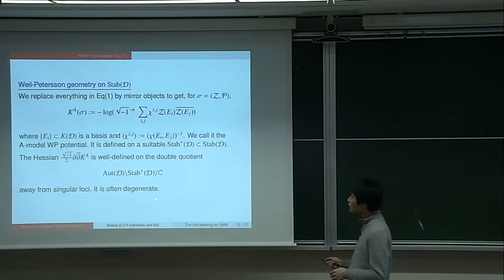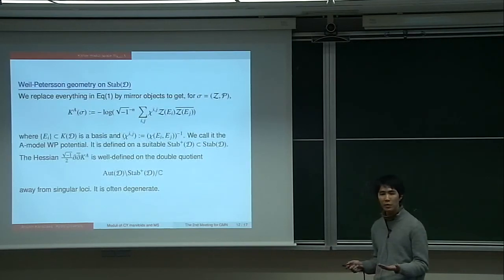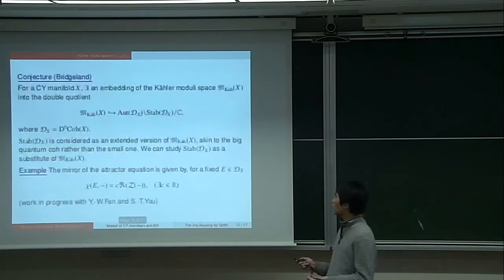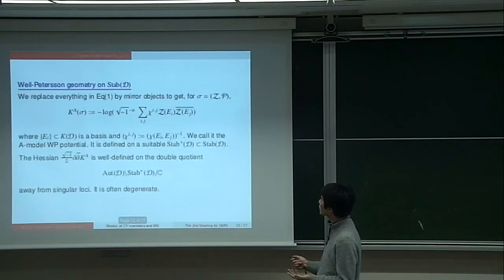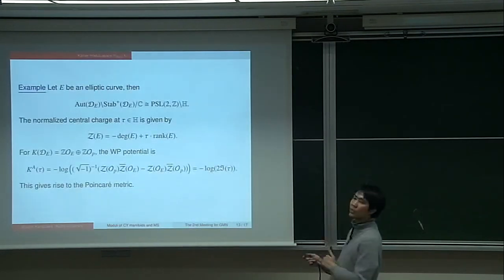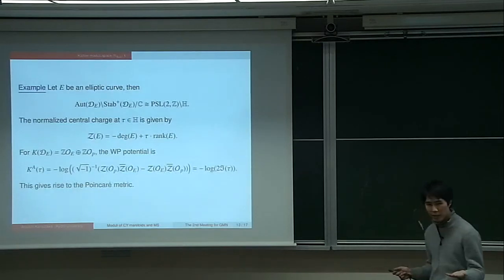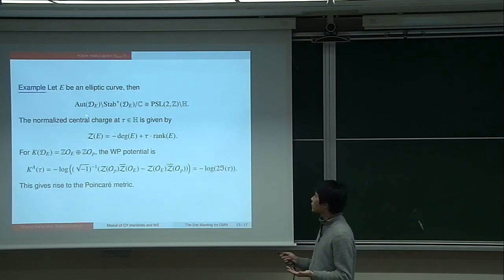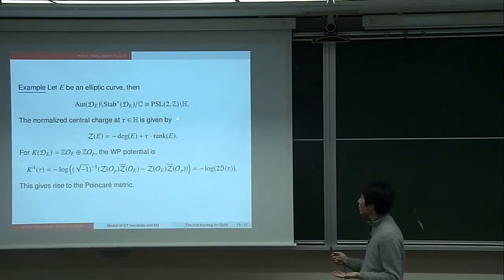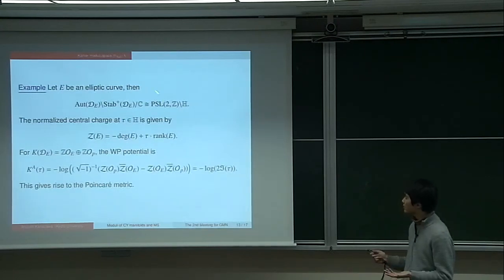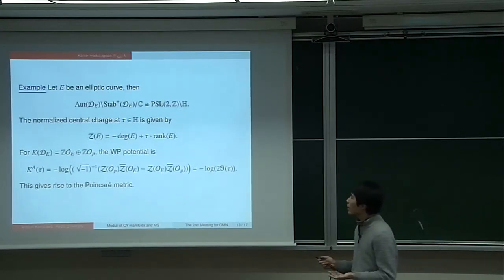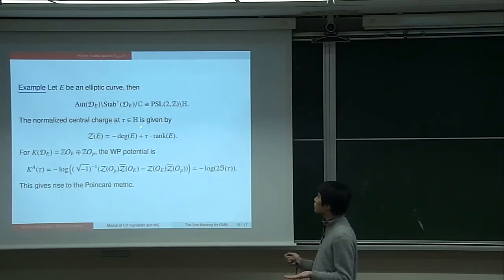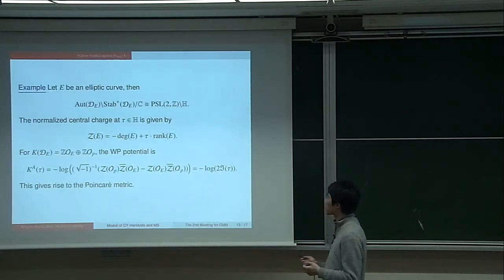And this degenerate property, at first sight, is disappointing, but it turned out to be useful later. So I wanted to give the simplest example, of course. The simplest example is an elliptic curve, which is well studied. If you compute the stability space of an elliptic curve, then this double quotient can be identified as a nice space, and the central charge is given by this form. It's a well-known one.